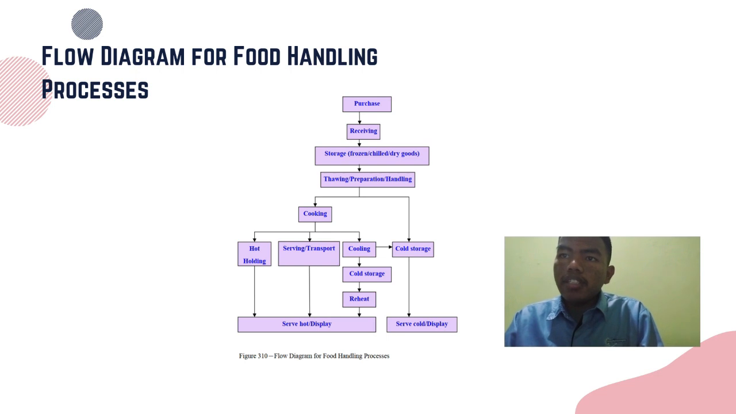And after cooling, we can see the cold storage. In cold storage, store raw food separately to avoid cross contamination. Keep chilled food at 4 degrees Celsius or below, and frozen food at minus 18 degrees Celsius or below. Avoid prolonged food storage to maintain freshness.